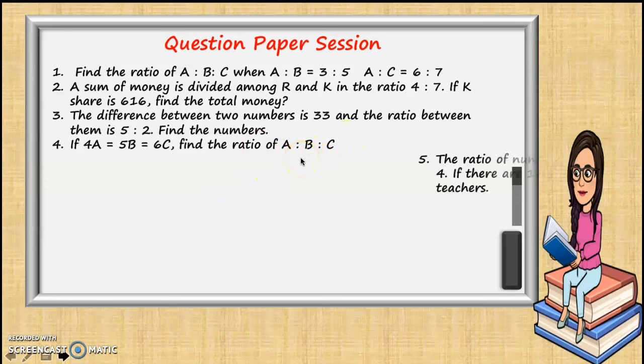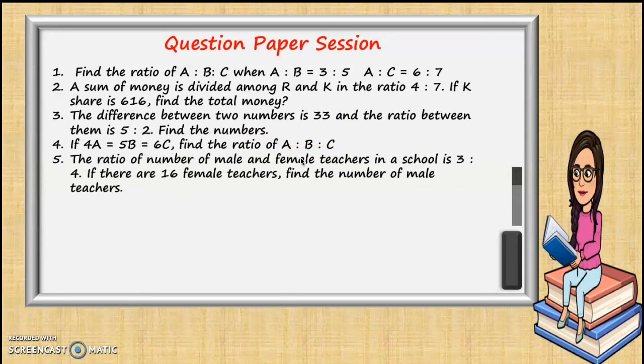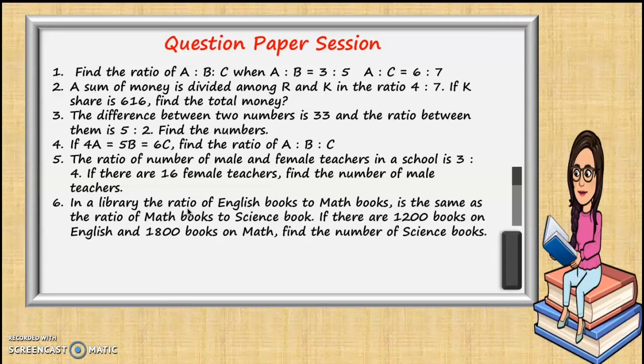Okay. Next problem. The ratio of number of male and female teachers in a school is 3:4. If there are 16 female teachers, find the number of male teachers. So let M is to F, that is male is to female, be 3x is to 4x. Since they have given you the female teachers, that is your 4x should be equal to 16, and find the x separately, and then once x is found out, it will be easy for you to find out the number of male teachers. Cool. Next problem.